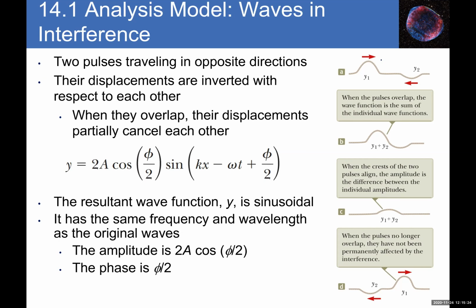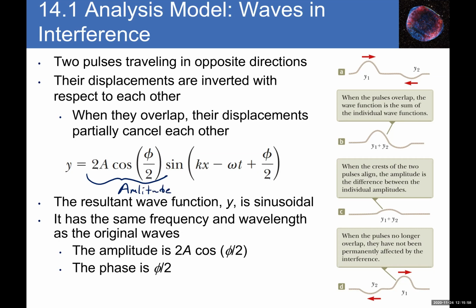In any case, what we get here is this equation: 2a cosine phi over 2 times sine of kx minus omega t plus phi over 2. By the way, whether it's phi or phi, it doesn't really matter, so let's call it phi over 2. Now, in terms of what we have, the 2a cosine phi over 2, this quantity is technically the amplitude of the traveling wave.